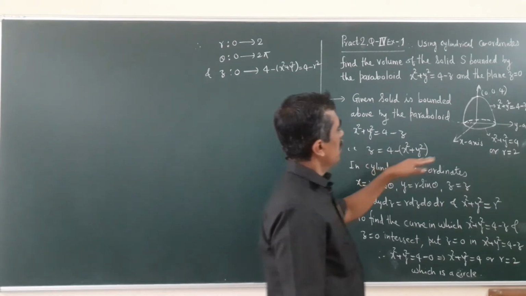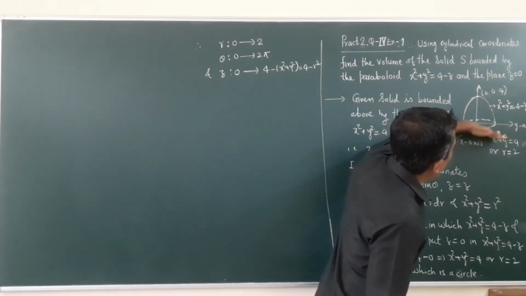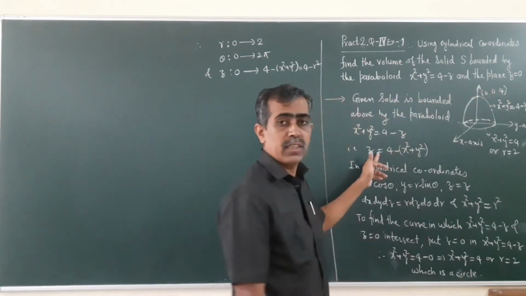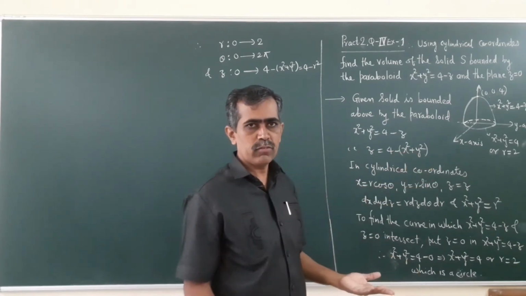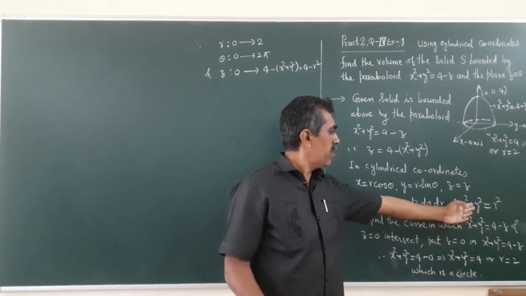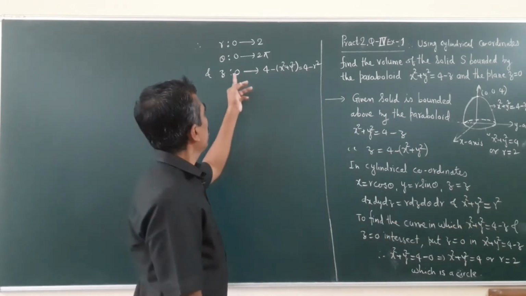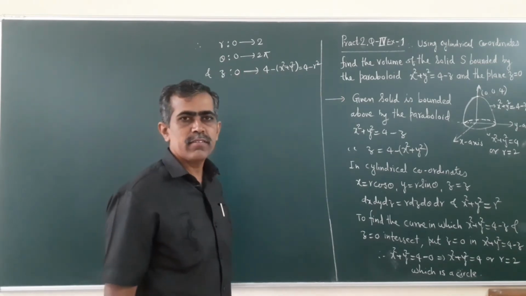And what about z? z will run from 0, bounded below by 0, up to the paraboloid. On the paraboloid, z is 4 minus x square plus y square, but x square plus y square in cylindrical coordinates is r square. So z is 4 minus r square. Thus the limits of z are: z runs from 0 to 4 minus r square.